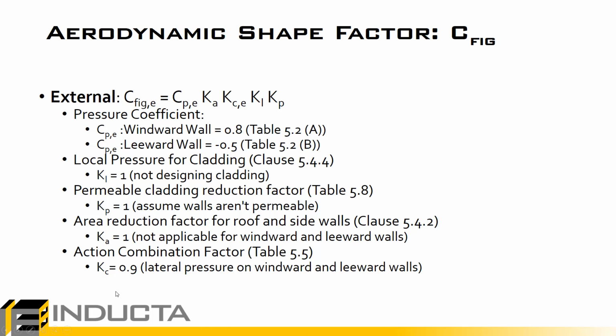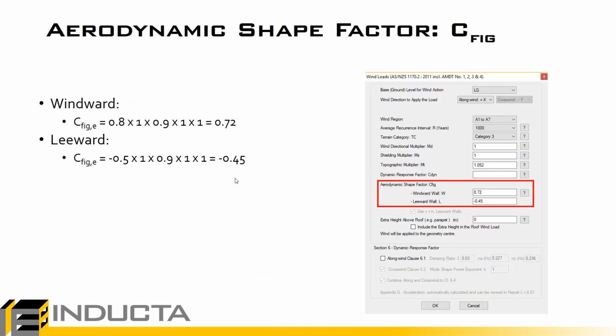And the combination factor of 0.9 lets us slightly reduce the value because we have combined wind forces acting on our windward and leeward wall. So this is not done automatically by the software. The C fig value, the aerodynamic shape factor, must be calculated manually by the user and input. So in this case, for the windward wall, 0.8 drops down to 0.72, and leeward 0.5 goes down to minus 0.45. So it should be noted, we can put in positive or negative values for leeward. The program is just taking the absolute value, so it doesn't matter if this is plus or minus. So that is for the along wind direction, the aerodynamic shape factor C fig.